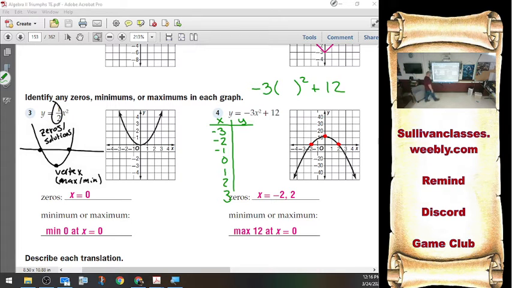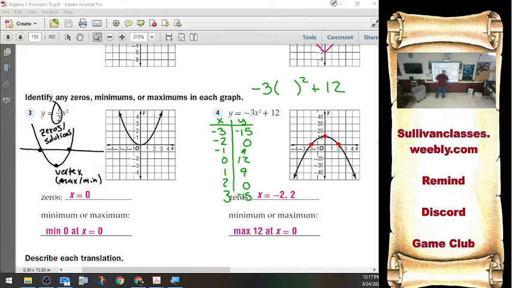If I put in a negative 3, I get negative 3 squared is 9. 9 times negative 3 is negative 27. Negative 27 plus 12 is negative 15. Plug in a negative 2, get 0. Get 0. Get negative 15. Get 9. Get 9. Get 12. Plug those in, let the calculator do the work for you, use parentheses, and then you just plot points. Okay?